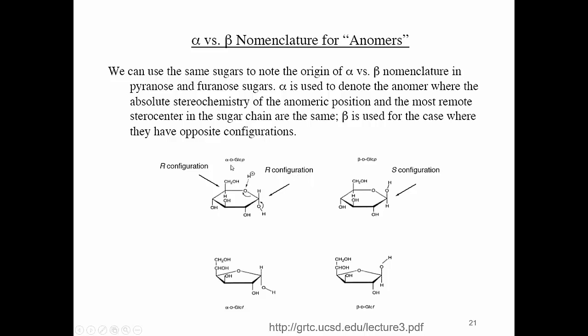So if it's pointing down, it's called alpha. If it's pointing up, it's called beta. Just sugar nomenclature. And then, of course, this is for the pyranose and then the furanose.